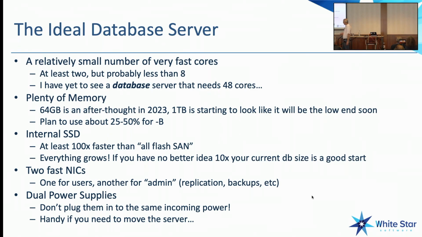You need a couple of fast network interfaces, one for the users and another for administrative things like replication or backups, that kind of thing. Also for redundancy and failover. You don't want to have just a single point of failure. Dual power supplies. It's really wonderful to be able to pull a power supply out of a server or pull the plug out of the wall while you're moving the server. You kind of move it down the hallway, plugging things in. It's really fun. The first time I did that, I really didn't believe it was going to work. But it did. That was great.